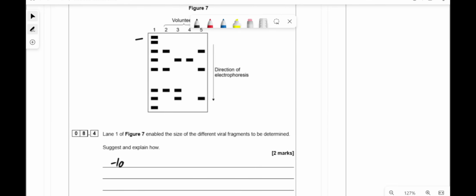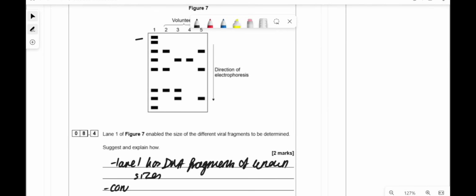So lane 1 has DNA fragments of known sizes. And what does it allow us to do? It allows us to compare with the test samples. It's our reference.